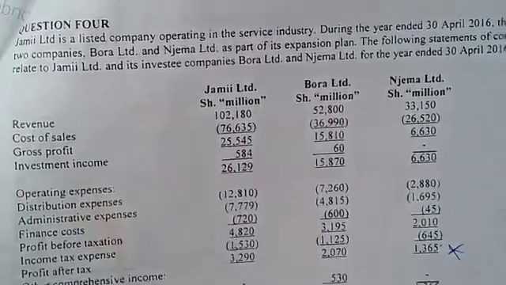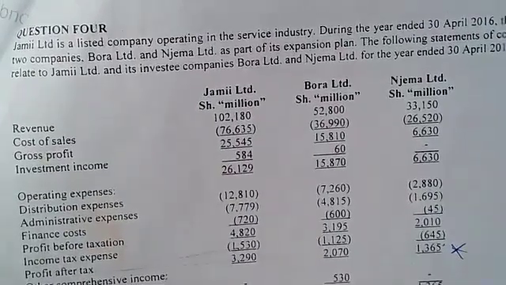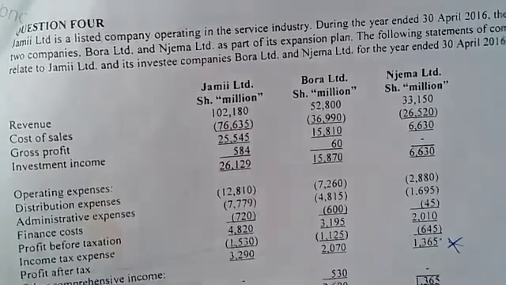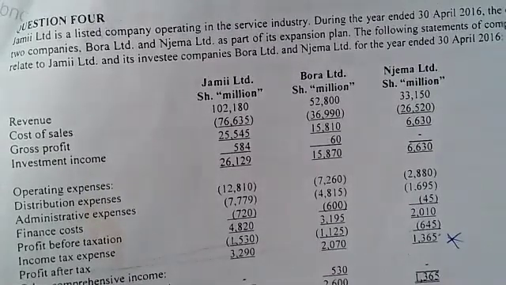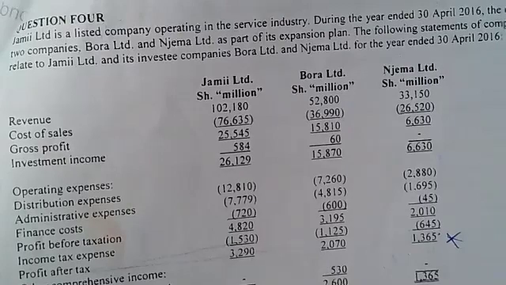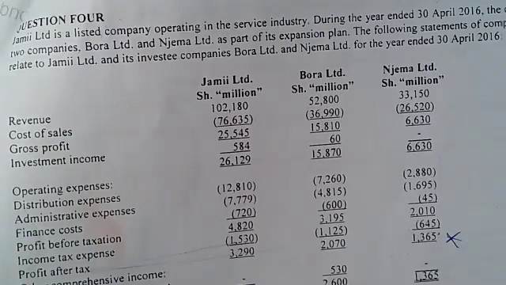It reads, Jamii Limited is a listed company operating in the service industry. During the year ended 30th April 2016, the company acquired 2 companies, Bora Limited and Njema Limited, as part of an expansion plan. The following statements of comprehensive income relate to Jamii and investee companies, Bora Limited and Njema Limited, for the year ended 30th April 2016. So we have Jamii, Bora, Njema. That is an income statement.